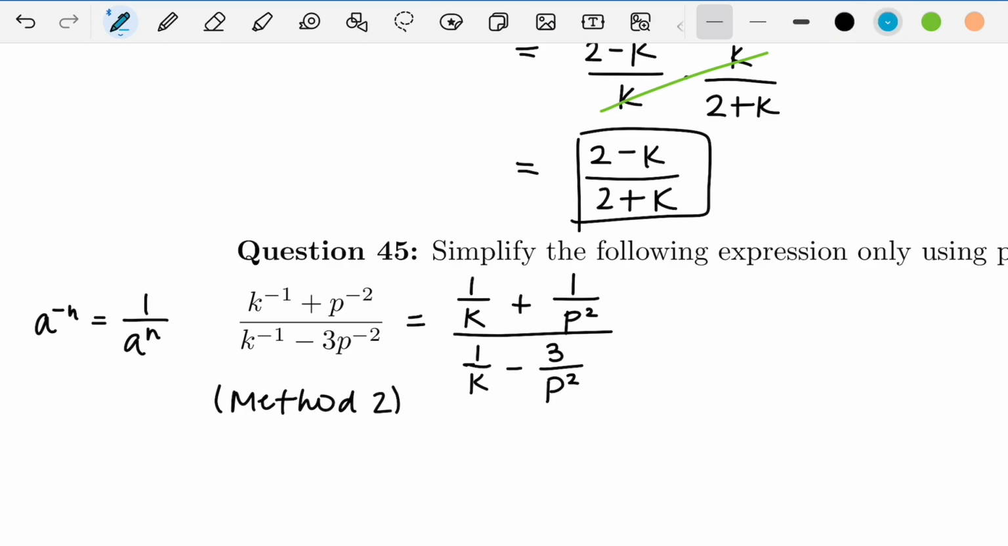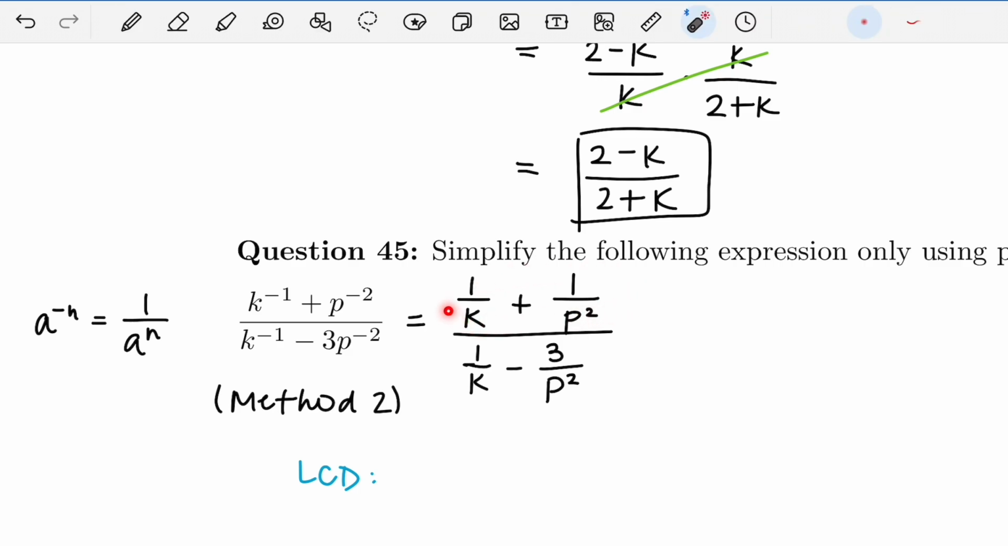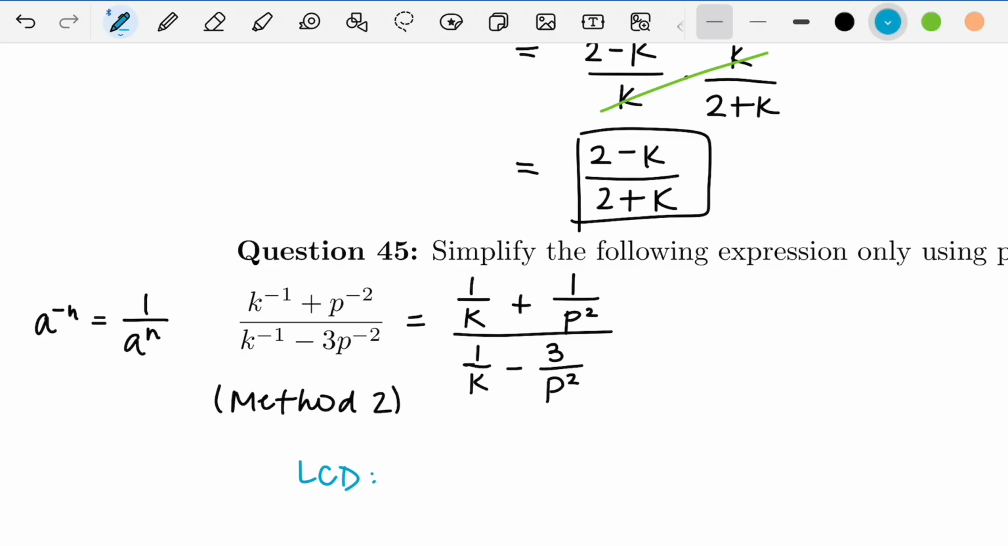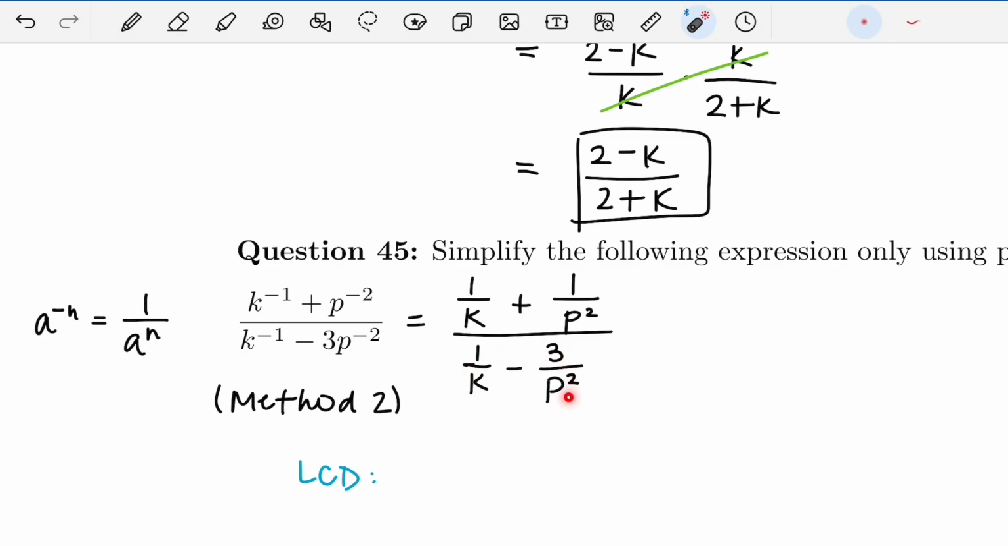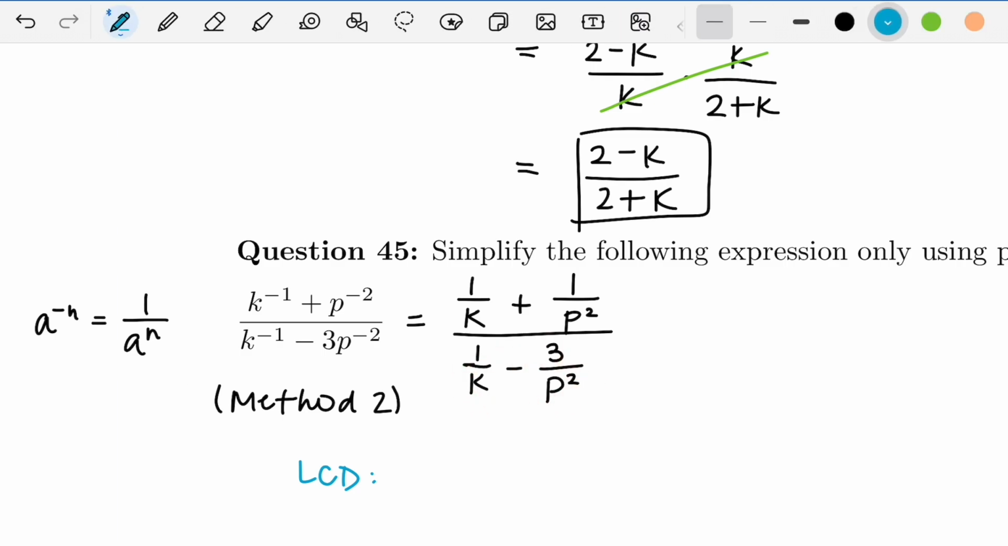So we know we need to find a least common denominator. So looking at the fractions in our numerator here, we can see that the least common denominator will be p squared times k. And then looking at the fractions in our denominator, we see the same thing here. So the LCD is going to be p squared times k. So we're going to multiply the numerator and the denominator of this complex fraction by p squared k.